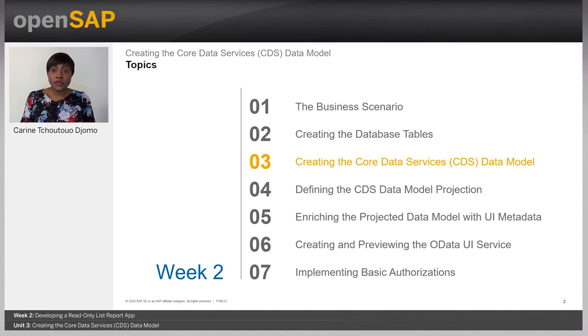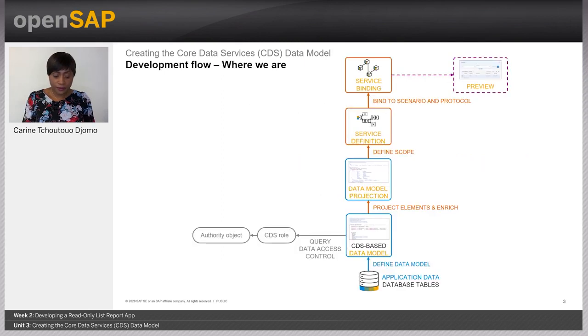In the previous unit, we created the database tables for storing the travel and booking data and filled them with some dummy data. In this unit, we are now going to create our CDS data model on top of them. On the screen, the area we are going to work on in this unit is highlighted in the development flow. CDS is the cornerstone of the ABAP RESTful Application Programming Model. We will use it to define the data model of the travel business object and the booking business object.